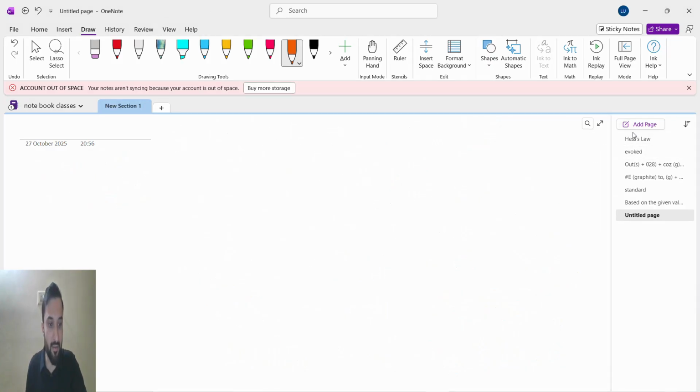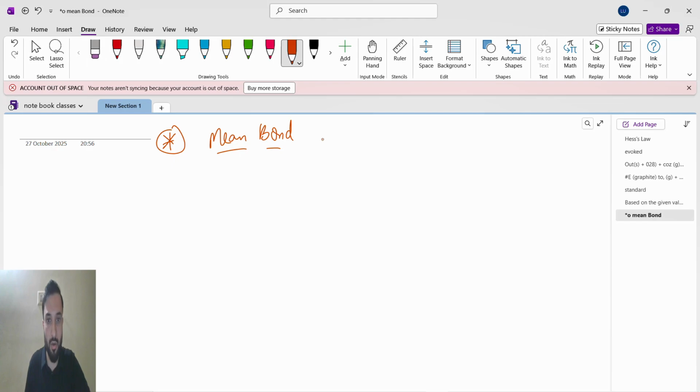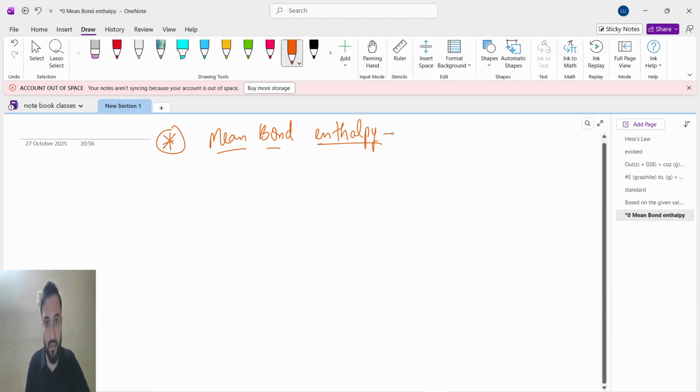Simple. And here, guys, one more thing they will ask is mean bond enthalpy. We'll write down the heading mean bond enthalpy. Okay, mean bond enthalpy means a very simple thing.